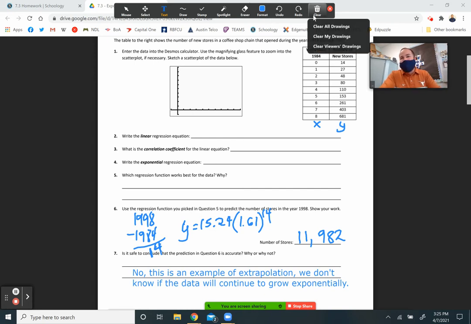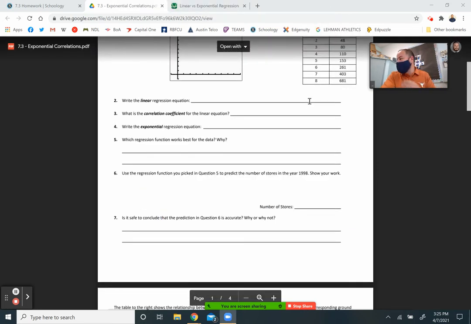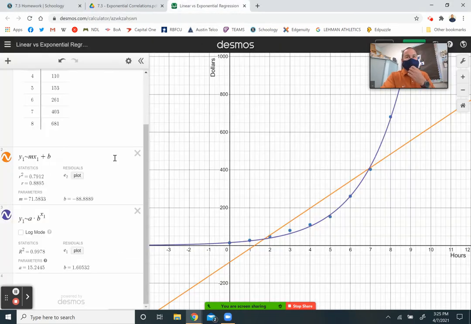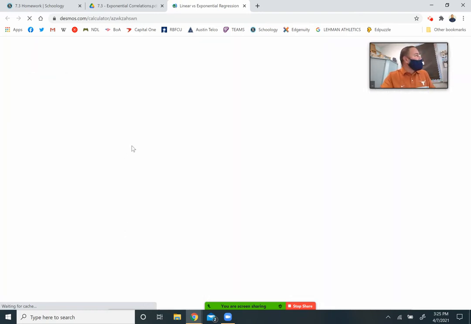How easy was that? Pretty easy? All right. I want you guys to stay ahead of me on this next example. And here's a cool thing. If you go back to your Desmos, watch this. If you just refresh the page, it clears out the table for you. You don't have to backspace or anything like that. So just refresh the page and it'll clear out the table for you.